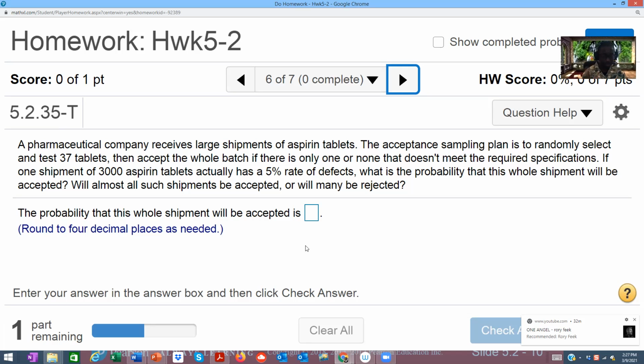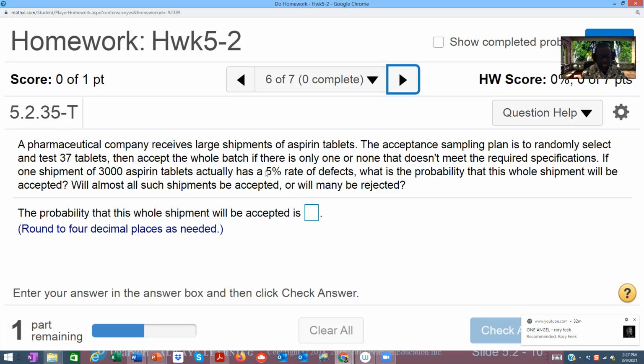But if you have more than one, then there is trouble. So how do we solve this problem? How do we find the probability? Now I want you to note, my random variable is getting defects. One defect or no defects. And the probability of success is 5%. We are focused on the defects out of the 37 tablets in that batch of 3,000 aspirin tablets.